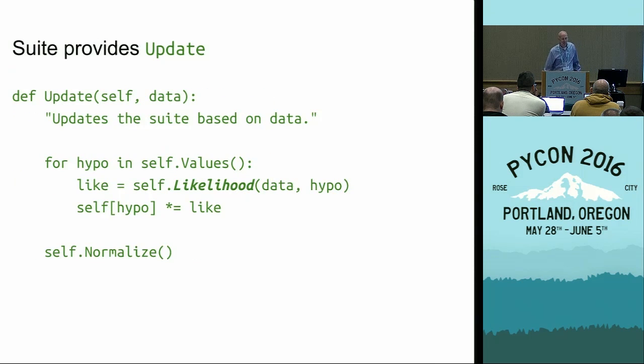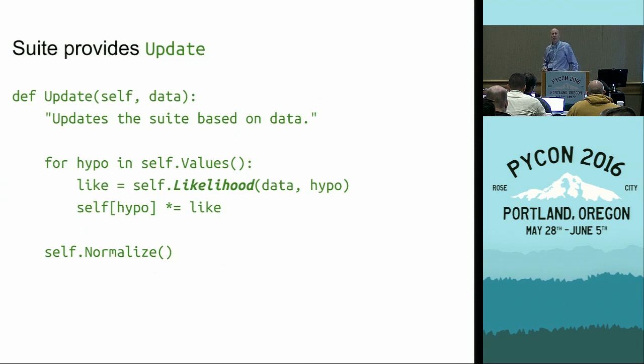And the way it does that is by providing this method, which is called update. So Suite provides a method called update that does this. This is the framework of every Bayesian update. I'm going to loop through all the hypotheses. For each hypothesis, I'm going to compute the likelihood of the data given that hypothesis, multiply, this is the times-equals thing that we've seen, and then renormalize the data at the end.